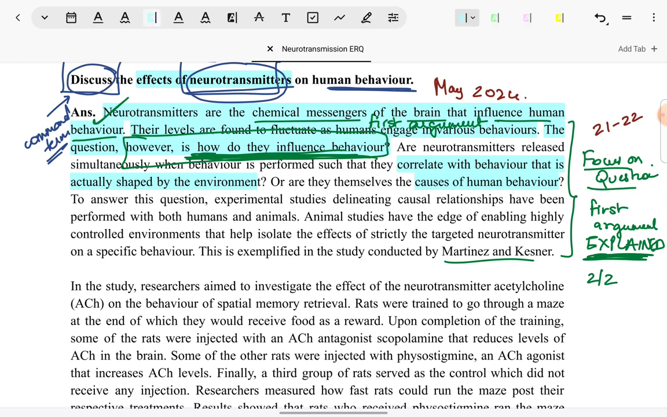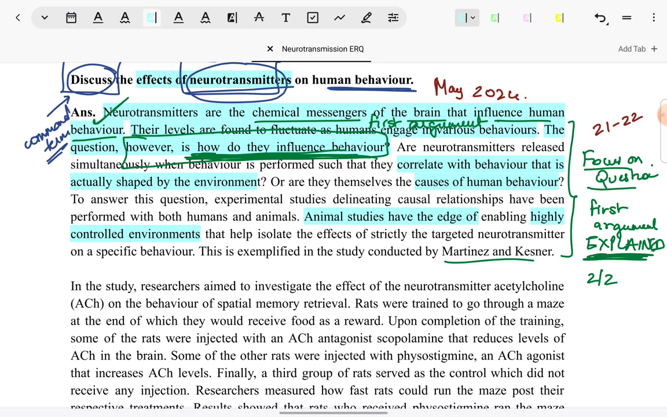Further, I have also explained, to make a link to the study, that when it comes to seeing whether neurotransmitters are causes of human behavior, animal studies have been used because they have the advantage of being conducted in highly controlled environments. When it comes to animals, we can literally cage them in a place, not allow them to do anything unnecessary, just manipulate their neurotransmitters and see whether that is influencing their behavior. This is the reason why animal studies are used instead of human studies.